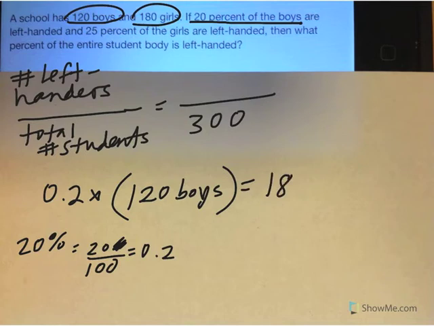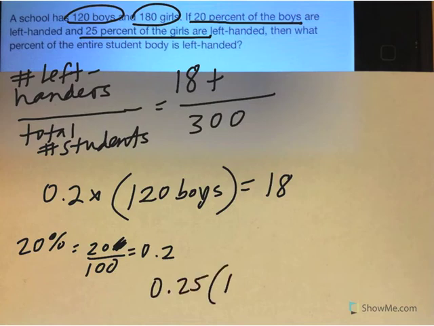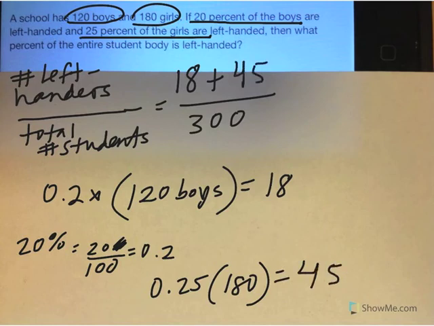Alright? Now we need to find the number of left-handed girls. We know that 25% of them are left-handed. So let's find 25% of 180. When we do that, we get 45. All right, so there's 45 left-handed girls. So the total number of left-handed people in the school is 18 plus 45, which is 63.